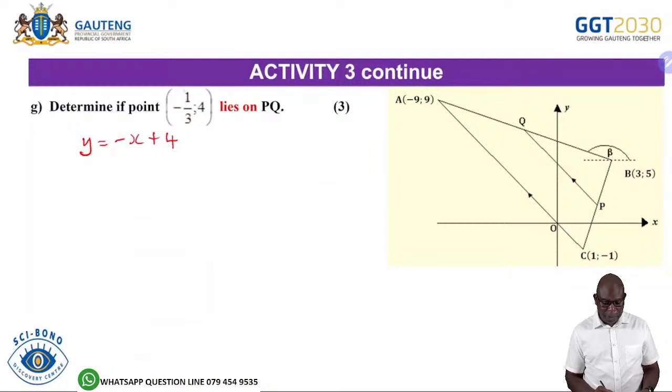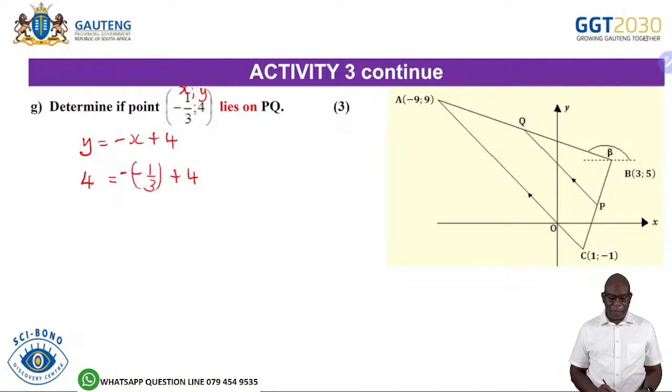So, which means that this will be my x value, that's my y value. So I must substitute those values into the equation, because if it lies on that point, the two sides must be equal. My y value is 4. Already I can see it is not, because I'm still going to substitute this value here. This value there. You see, x is minus 1/3. So I'm going to have positive 1/3 plus 4.